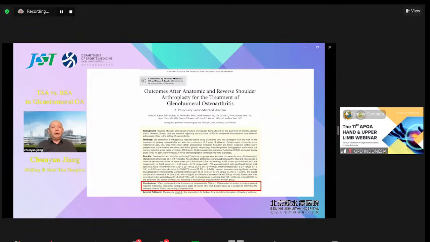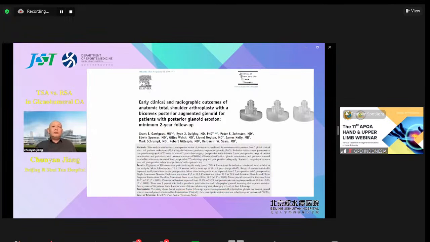And this is a recent study in 2022, also comparing a modern design of augmented glenoid in total shoulder arthroplasty with a 2 years follow up. And they compared this with reverse shoulder arthroplasty, and they found that there's no difference. They all have the same complication rate, similar range of motion, and similar success rate. So they think that with the augmented glenoid in total shoulder arthroplasty, they have similar outcome with the reverse shoulder arthroplasty. And this is what I said.